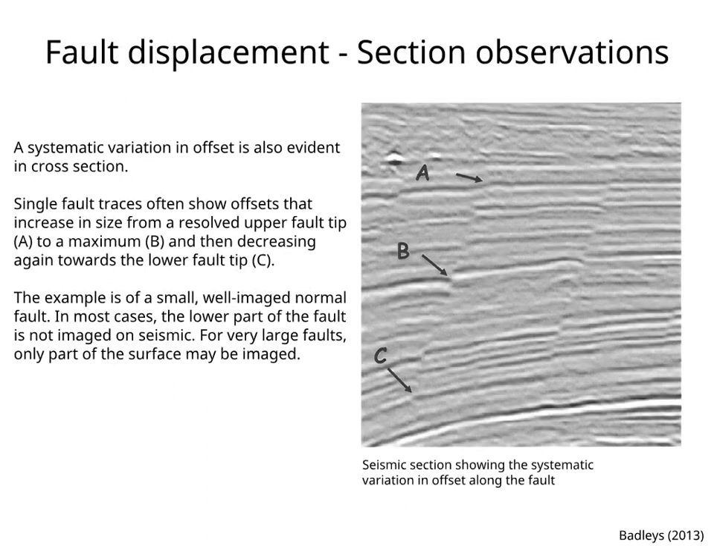A systematic variation in offset is also evident in vertical seismic sections. Single faults often show offsets that increase in size from a resolved upper fault tip, A, to a maximum, B, and then decreasing again towards the lower fault tip, C. The example is of a small normal fault. In most cases, the lower part of the fault is not imaged on seismic. For very large faults, only part of the fault may be imaged.